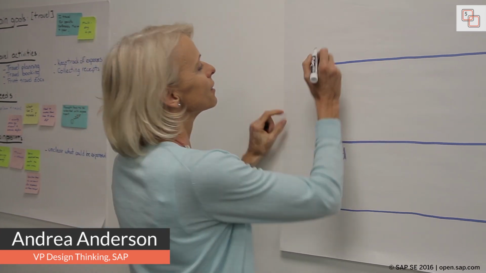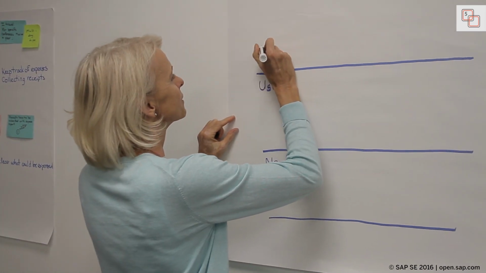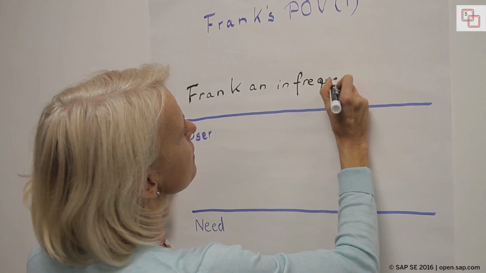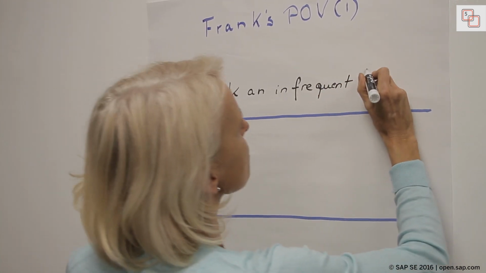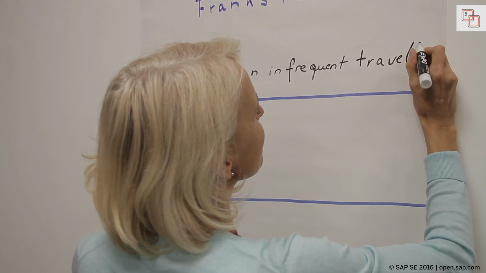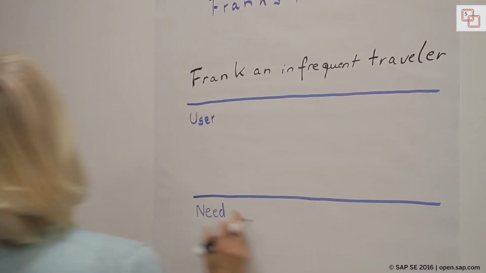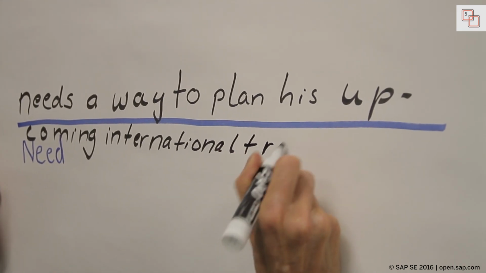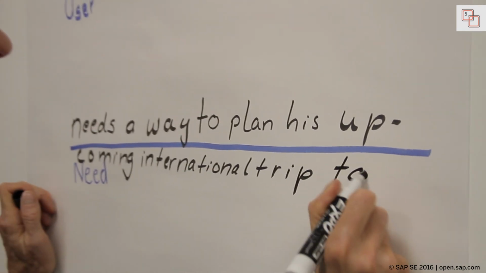A simple framework to use is user, need, and insight. For the user, we referred back to our persona. For Frank, we knew from our persona that he is an infrequent traveler who works in a global company. We also had identified planning his upcoming travel as a need.